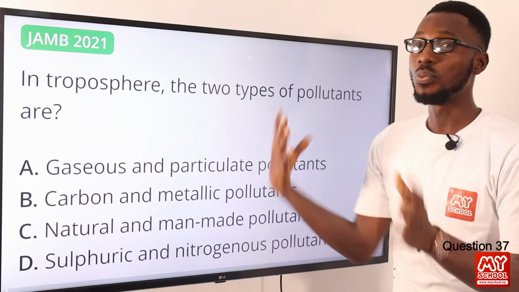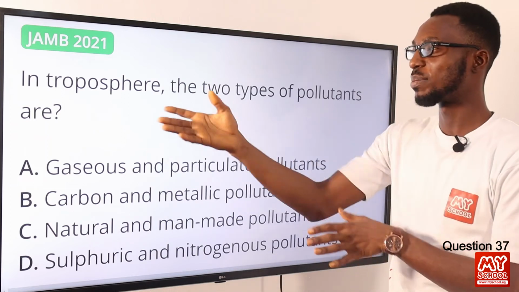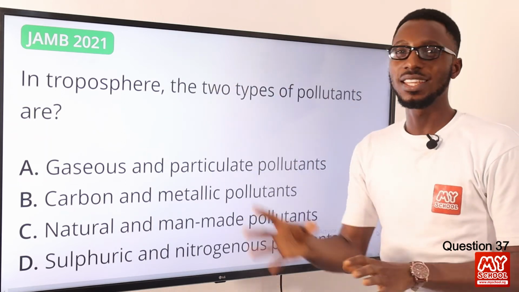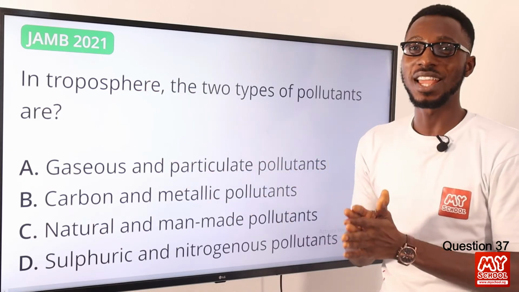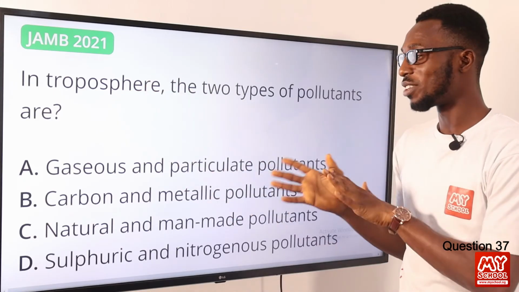Right here, all the weather condition, the weather phenomenon, that's where it takes place. Like your cloud, your lightning, your thunder, your rain, it happens here. So the correct option is option A for gaseous and particulate pollutants.